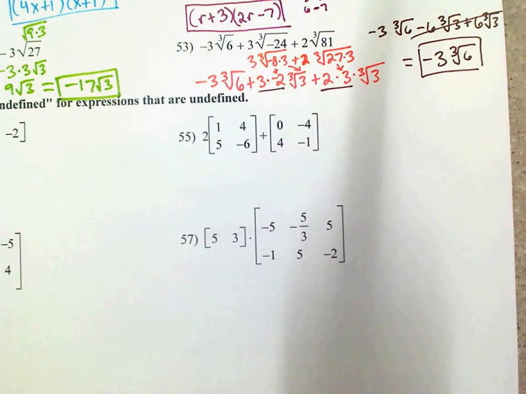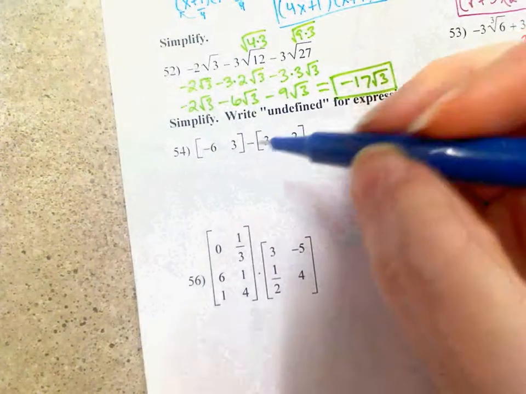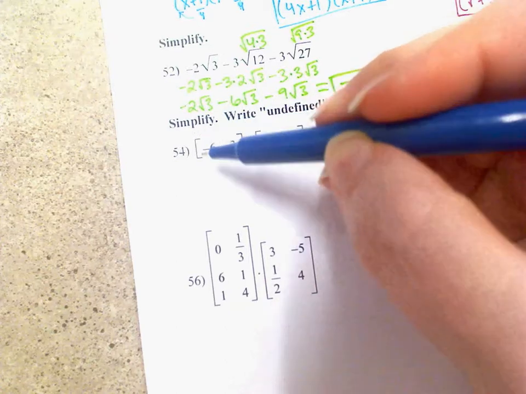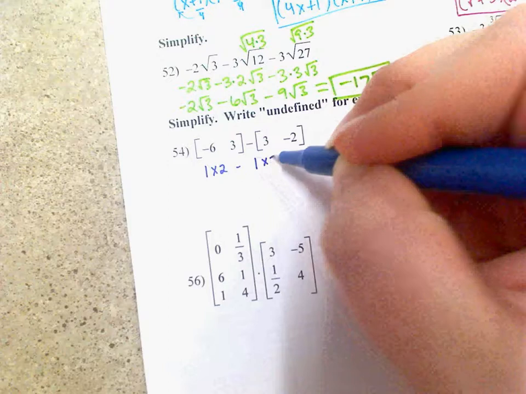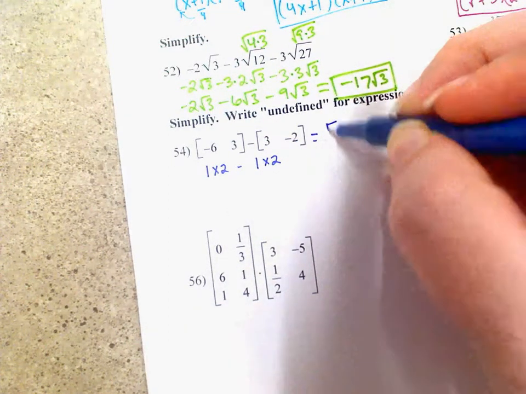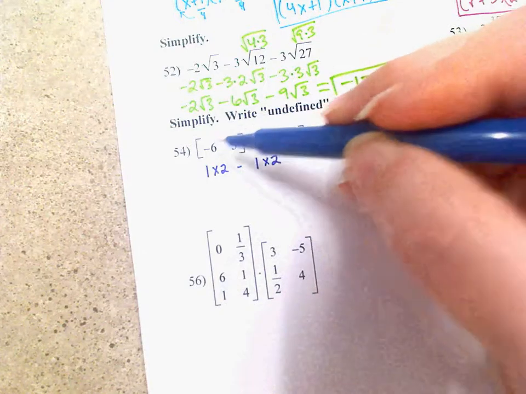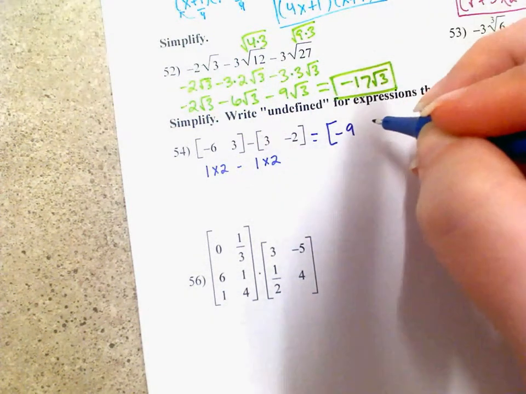So, matrices. When you are adding or subtracting matrices, they have to have the exact same dimensions, and it's row by column. There's one row, 2 columns, so this is a 1 by 2 minus a 1 by 2, which is exactly what it needs to be. And you literally just subtract each term with its corresponding term. Negative 6 minus 3 is a negative 9. 3 minus a negative 2 means 3 plus 2, that is 5, and there's your answer.